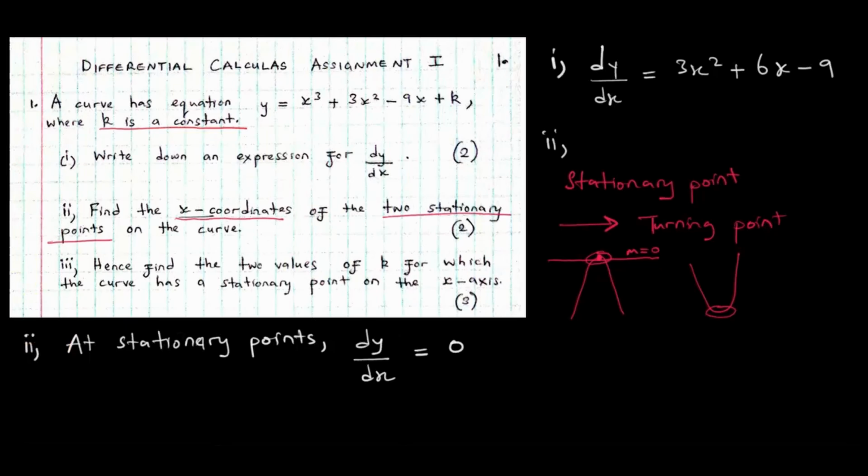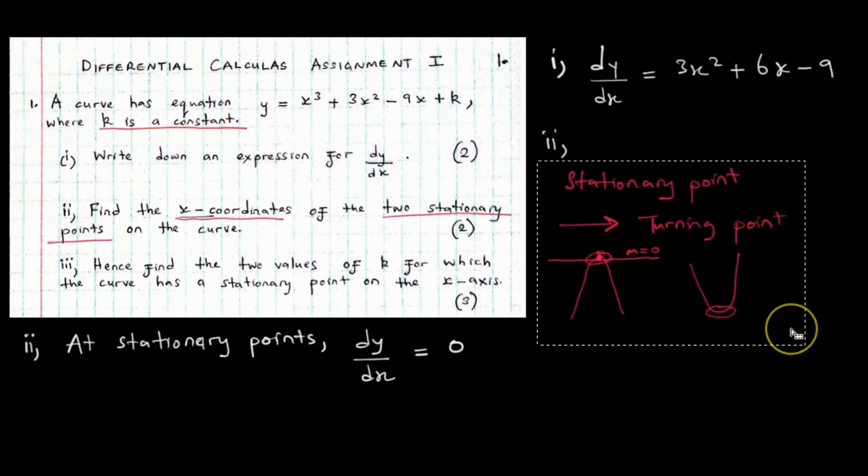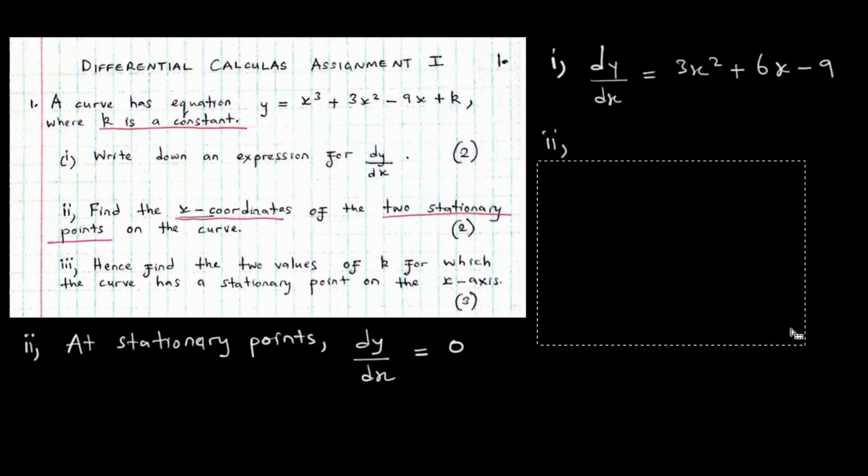We learned about this. If you have an issue with it, revisit your notes. Otherwise, you can ask and I'll find other ways of explaining it. So at stationary points, dy dx is equal to 0.